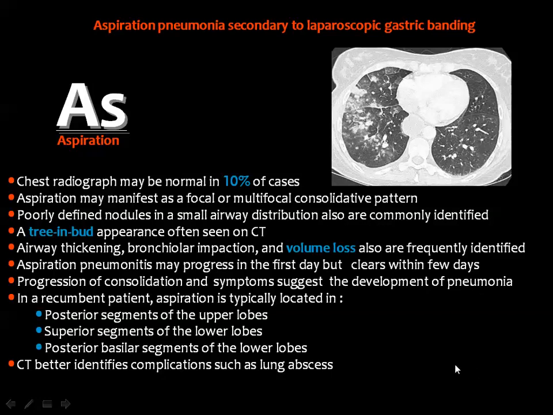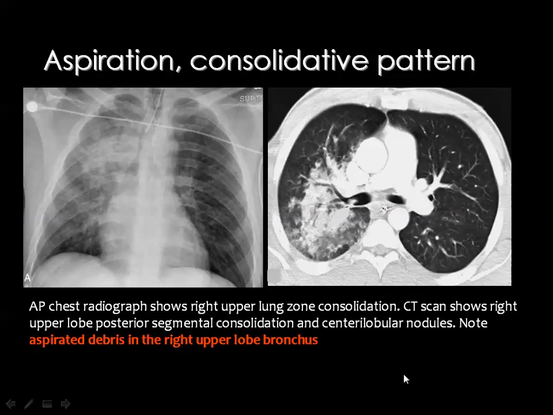And in a recumbent patient, aspiration pneumonia usually occurs in the dependent parts, including the posterior segments of the upper lobes, the superior segments of the lower lobes, and then the posterior basal segments of the lower lobe. Sometimes aspiration pneumonia is complicated by lung abscess, and CT, of course, is more sensitive than the chest X-ray to see these complications. And here you can see a patchy opacity in the right upper lobe and also the apex of the left lower lobe.